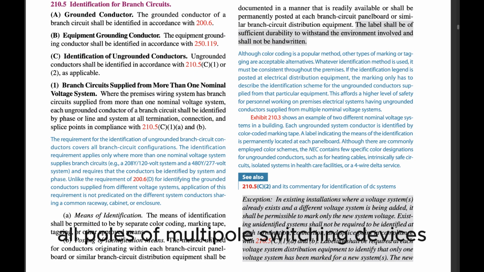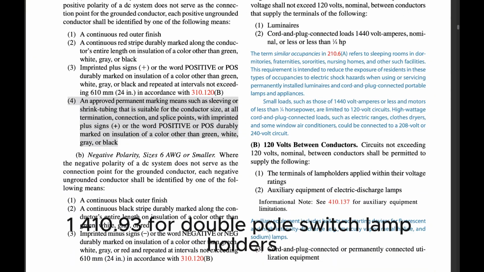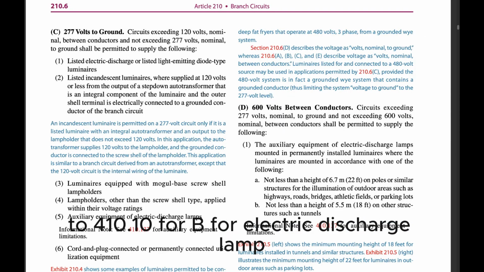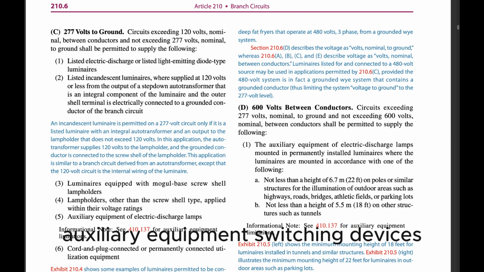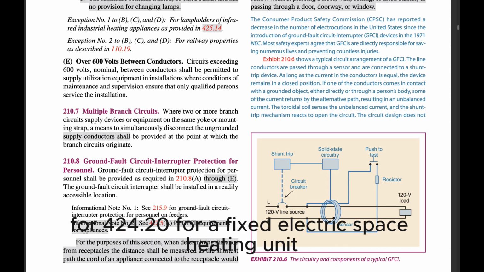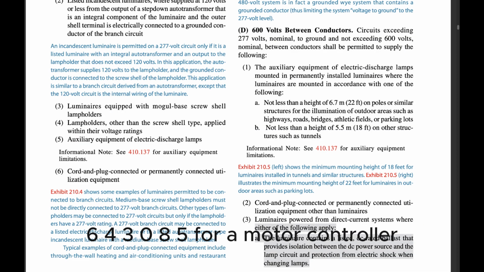All poles of multi-pole switching devices shall manually switch together where such switching devices also serve as a disconnecting means as required by the following: 1. 410.93 for double-pole switched lampholders; 2. 410.104(B) for electric discharge lamp auxiliary equipment switching devices; 3. 422.31(B) for an appliance; 4. 424.20 for a fixed electric space-heating unit; 5. 426.51 for electric deicing and snow-melting equipment; 6. 430.85 for a motor controller; 7. 430.103 for a motor.